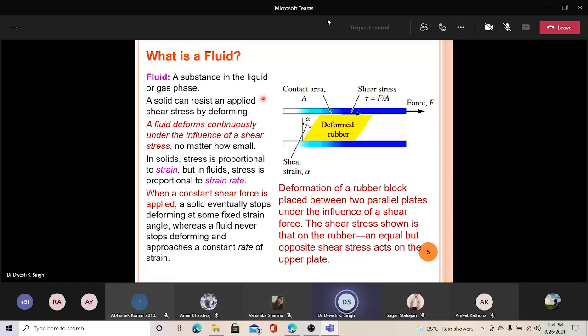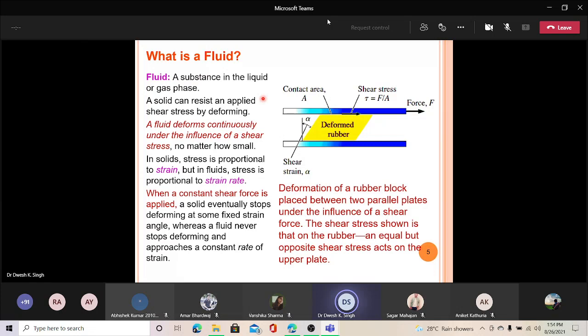But up to that limit, there is a good limit of force which a solid can resist, but that does not happen with a fluid. Fluid deforms continuously under the influence of a shear stress, no matter how small. If you put a fluid, it will start flowing. So it is said that a fluid always deforms continuously.